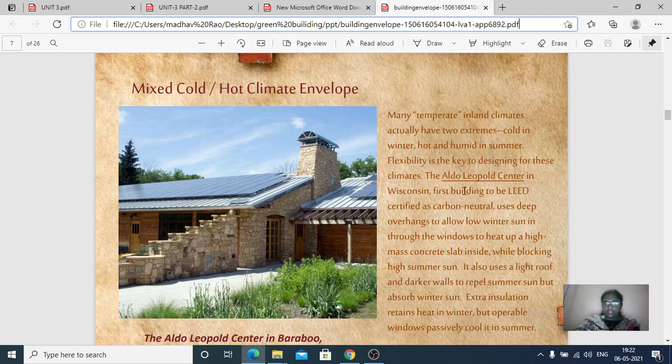Here you can see the Aldo Leopold Center in Wisconsin, the first building to be LEED certified as carbon neutral. It uses deep overhangs to allow low winter sun in through the windows to heat up a high mass concrete slab inside while blocking high summer sun. It also uses a light roof and darker walls to repel summer sun but absorb the winter sun. Extra insulation retains heat in winter but operable windows passively cool it in the summer.